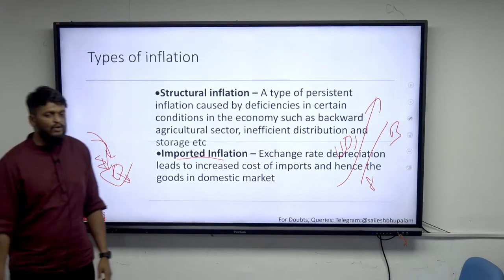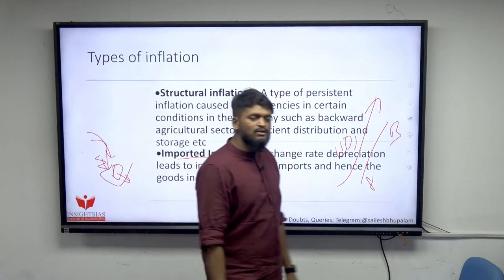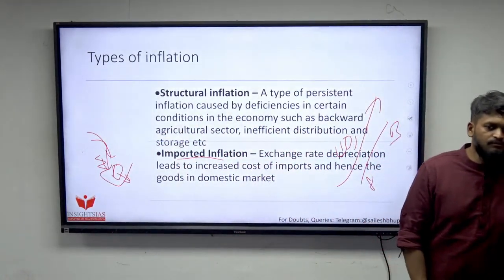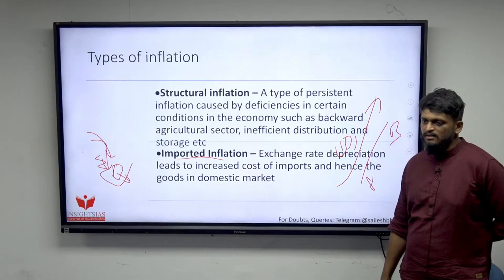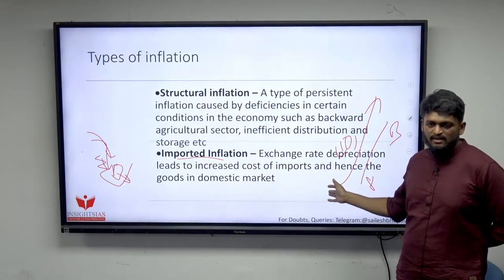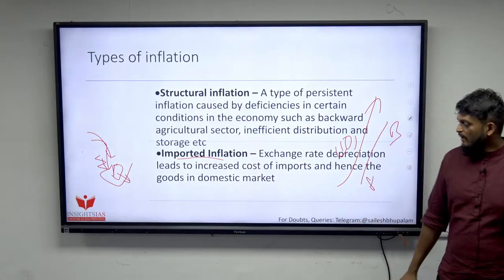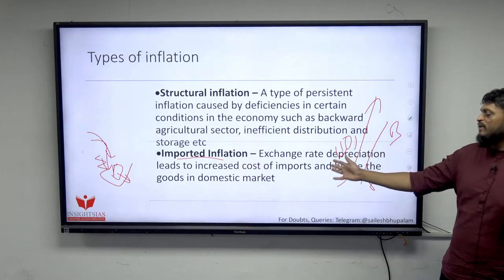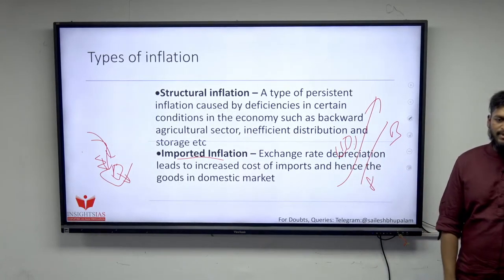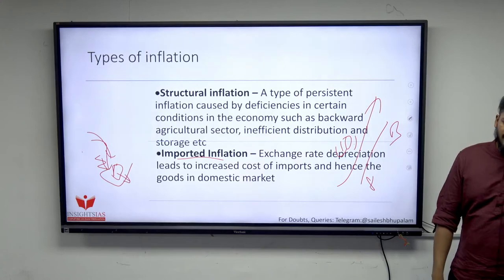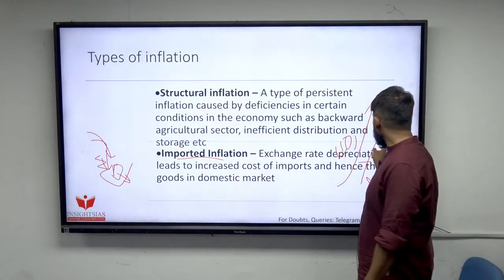How will imports become costly? In India, it is mostly because of depreciation of the rupee. Depreciation of the rupee we already discussed. That means the rupee value reduces in the international currency exchange market, and our imports will become costly. Exchange rate depreciation leads to increased cost of imports, hence goods in the domestic market also become costly. This is called imported inflation.